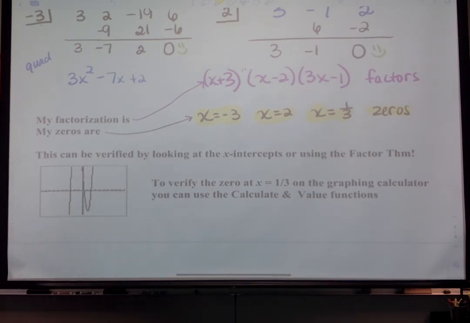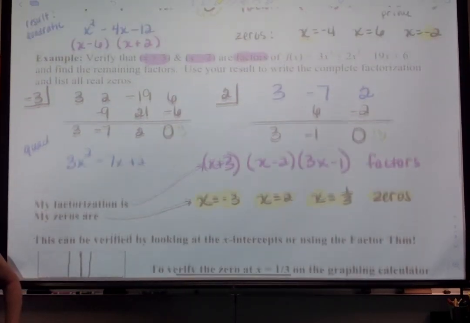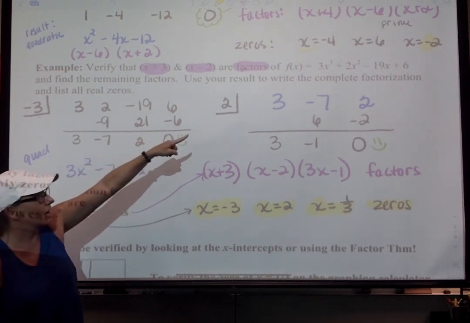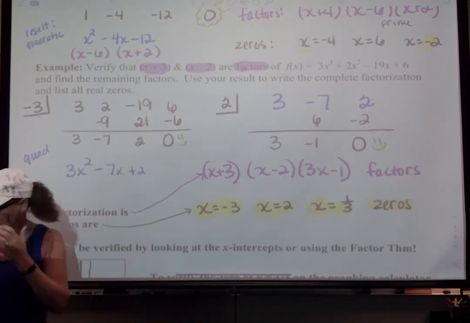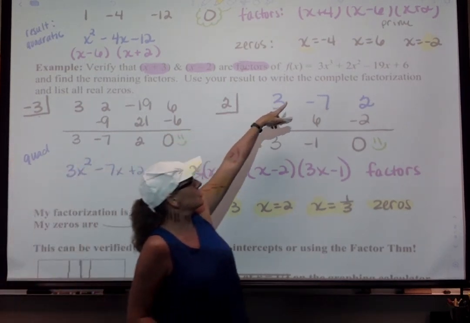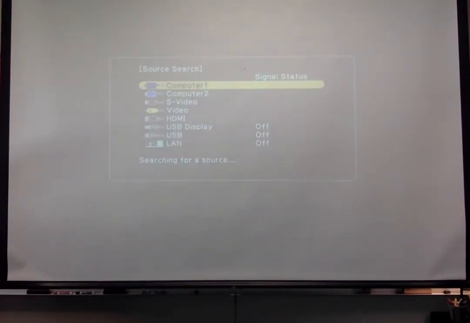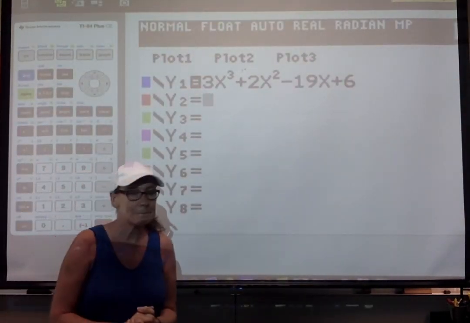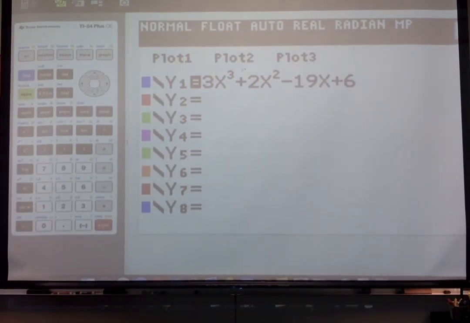Okay, and then one more thing. You can certainly double check if you think those are zeros for that cubic up there. You can check it on your graphing calculator. So what I'm going to do, I have my graphing calculator pulled up. I'm going to type this cubic function into my graphing calculator. Already did. I'm going to graph it.